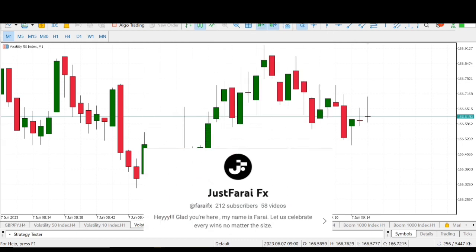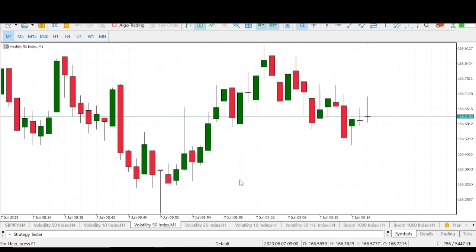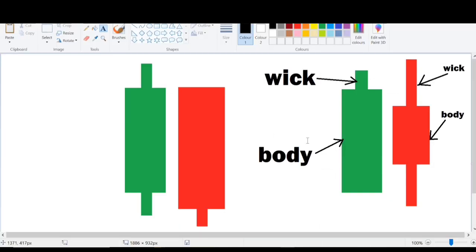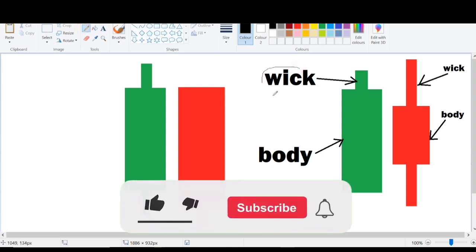So right now, let me explain the formation and what they mean right from the start to the ending. Let me move to here. As you can see right here, I've got this green candle, then this red candle. This green candle represents a market that is going up, which is called the bullish market. Then this red candle represents a market that has too many sellers, which represents what we call the bearish market.